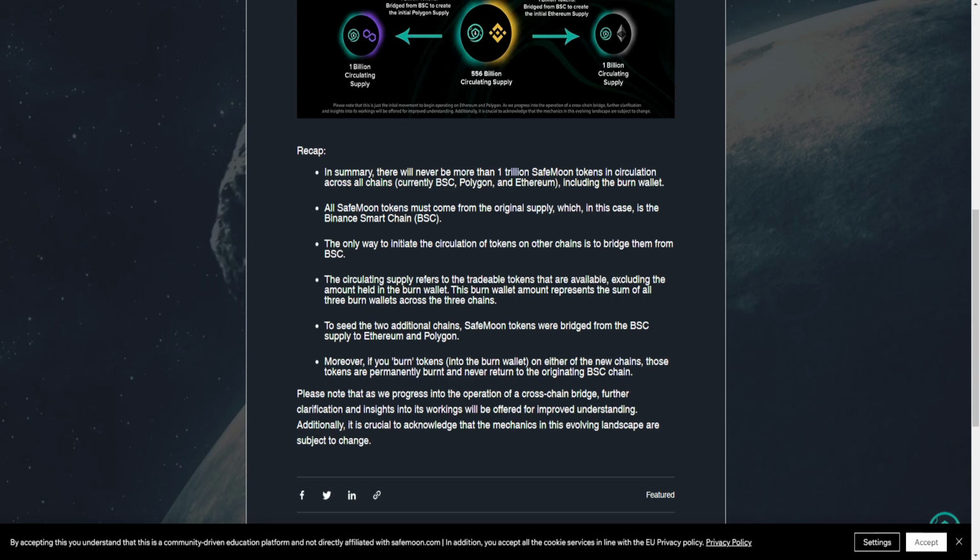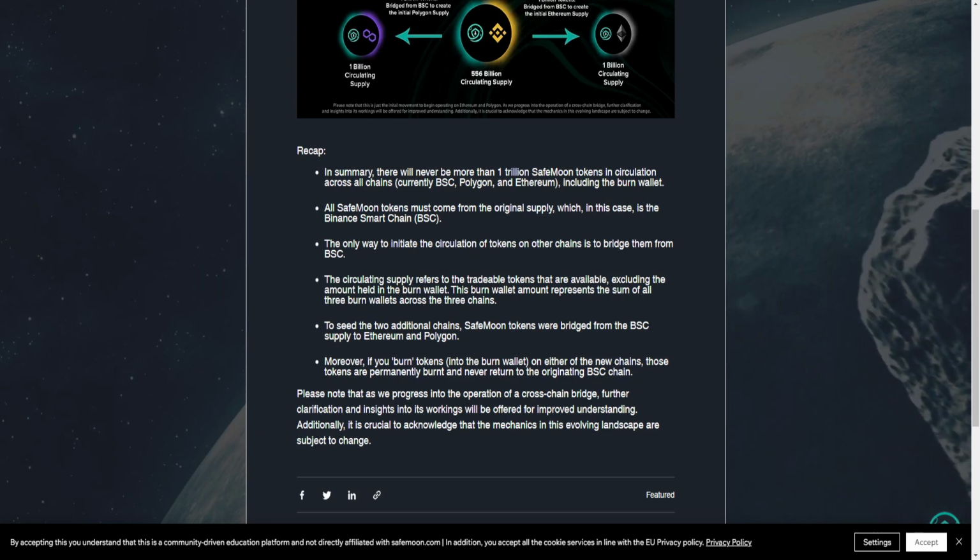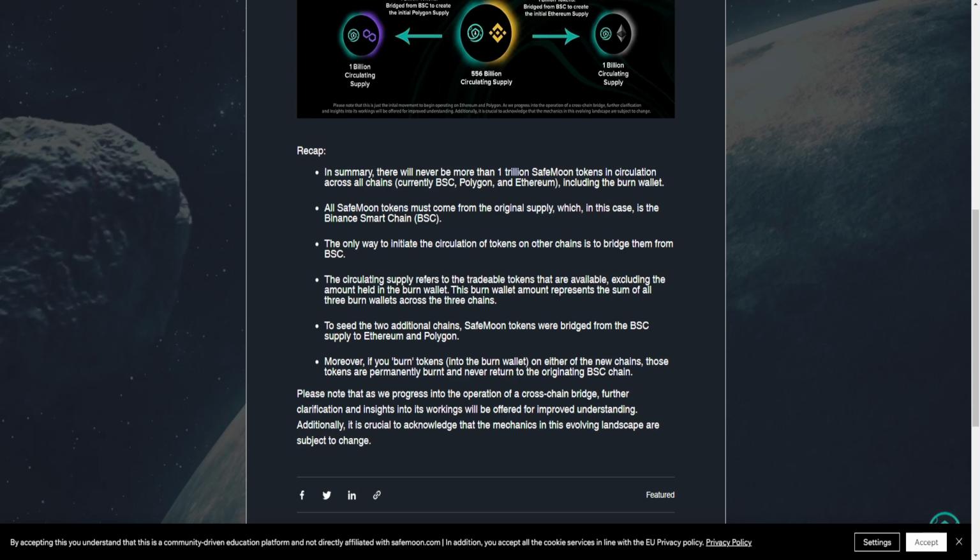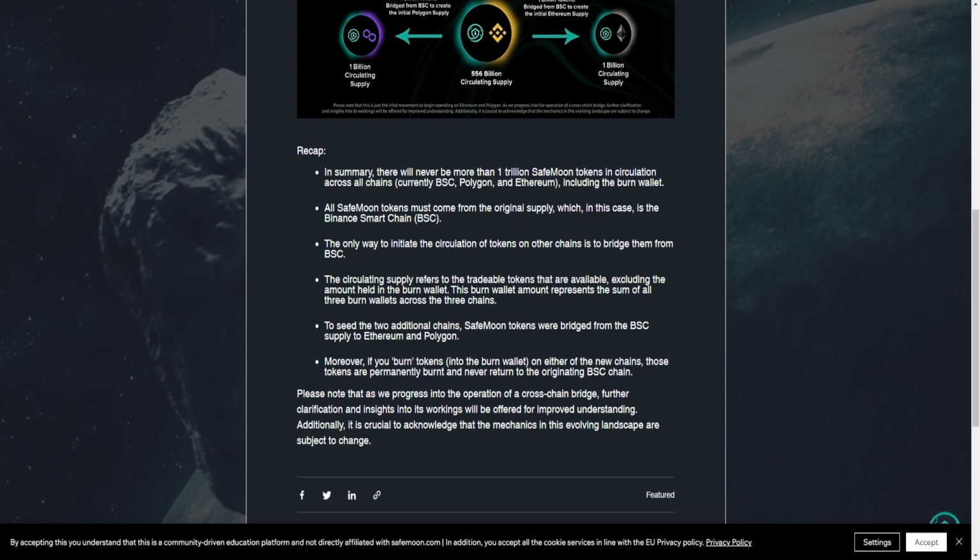Please note that as we progress into the operation of a cross-chain bridge, further clarification and insights into its workings will be offered for improved understanding. Additionally, it is crucial to acknowledge that the mechanics in this evolving landscape are subject to change. So there's a possibility this stuff will change.